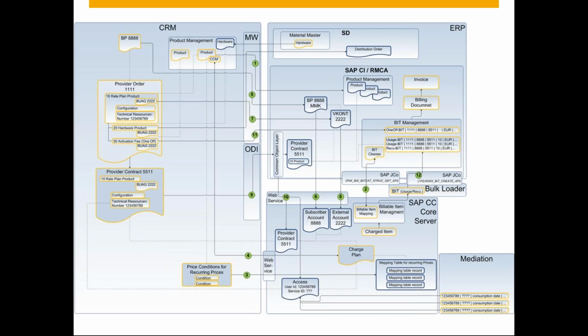At the end of the month, all these are collected through the mediation system, convergent mediation. This is completely based on Java. Okay, it need not be the mediation system; it could be some other system which can send data to the convergent charging system. So some external system will send the usages of the customer.